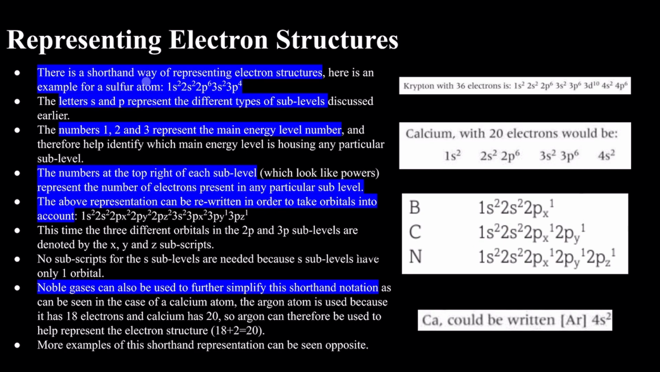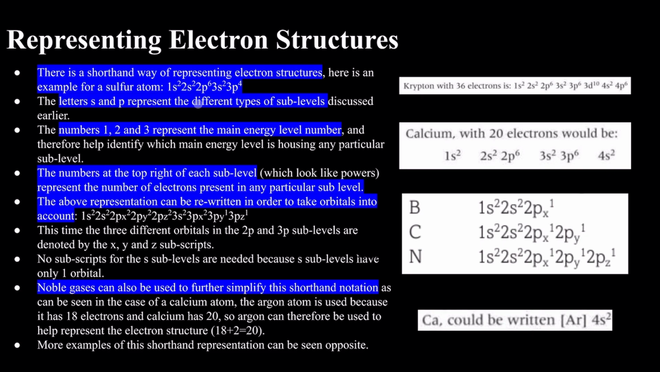There is a shorthand way of representing electron structures, and here's an example for the sulfur atom in particular, which has 16 electrons. So you can see here we have 1s2, 2s2, 2p6, 3s2, and 3p4. That's the way you read it, by the way. The letters s and p represent the different types of sublevels, the ones discussed earlier. The numbers 1, 2, and 3 represent the main energy level numbers, and therefore help identify which main energy level is housing any particular sublevel.